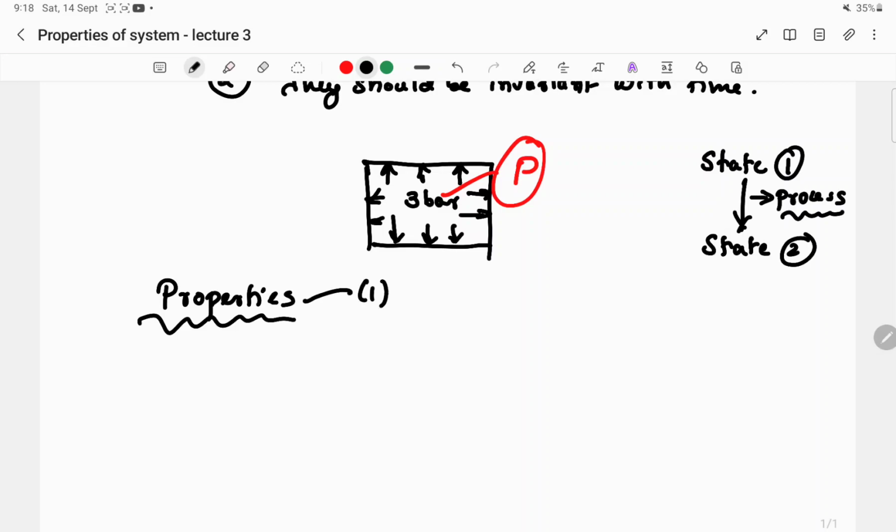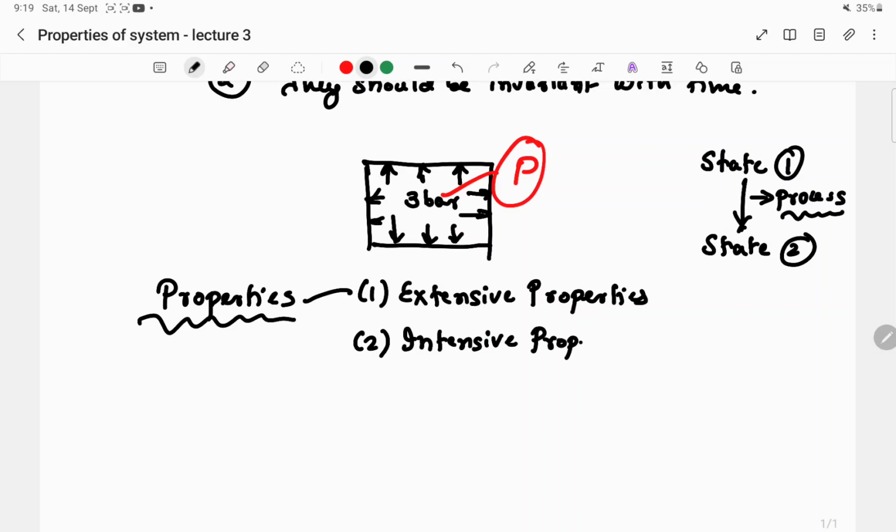First one is extensive properties, and the second one is intensive properties. Okay, so your first one, extensive property.